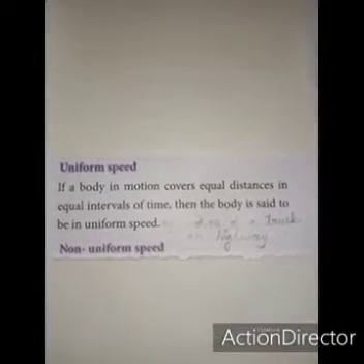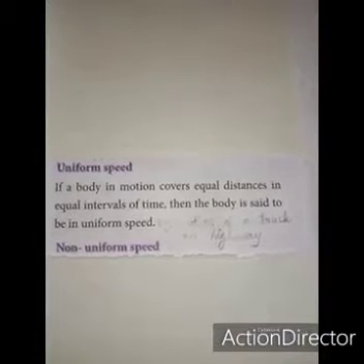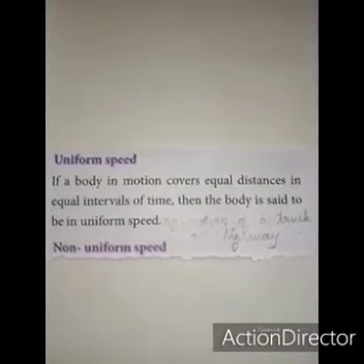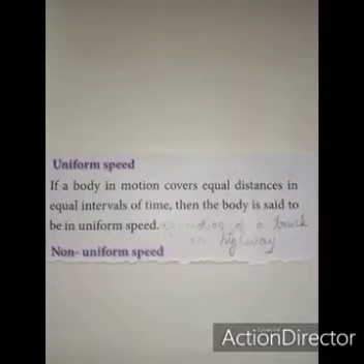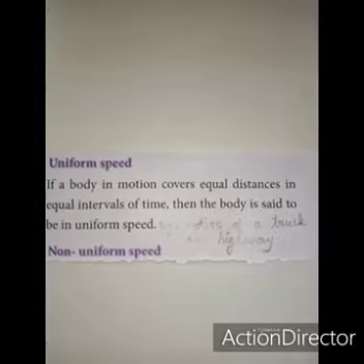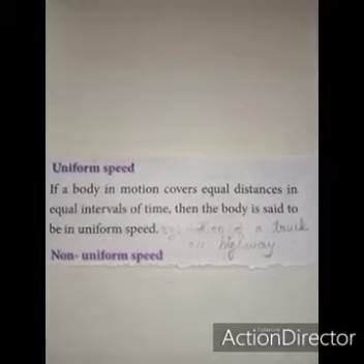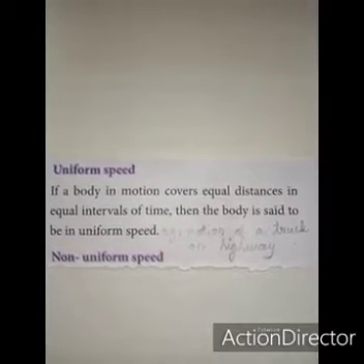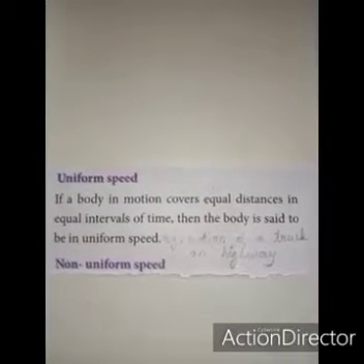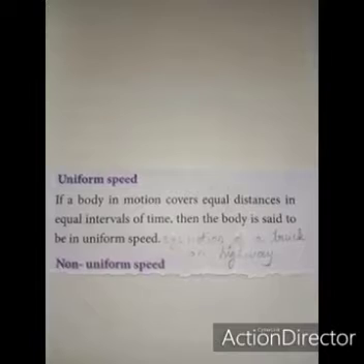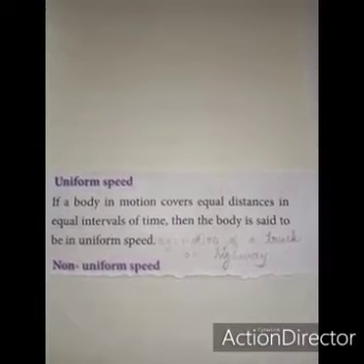What is uniform speed? If a body in motion covers equal distances in equal intervals of time, then the body is said to be in uniform speed. Example, motion of a truck on a highway. A truck always moves with constant speed on a highway.